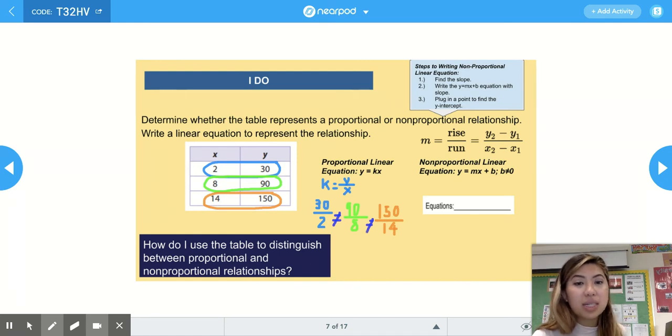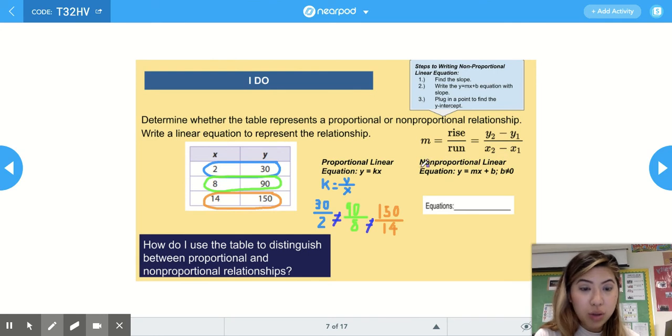So we know that it is not a proportional relationship. So we now know that it has to be non-proportional, and now we have to write the equation for it. So up here are the steps to writing non-proportional linear equations. So our first step is to find the slope. And so we're using the equation y2 minus y1 over x2 minus x1.